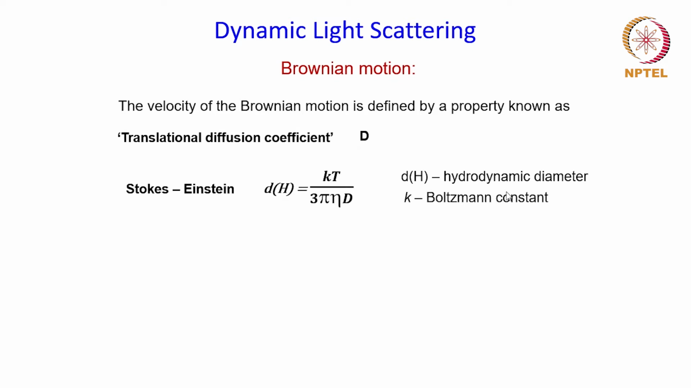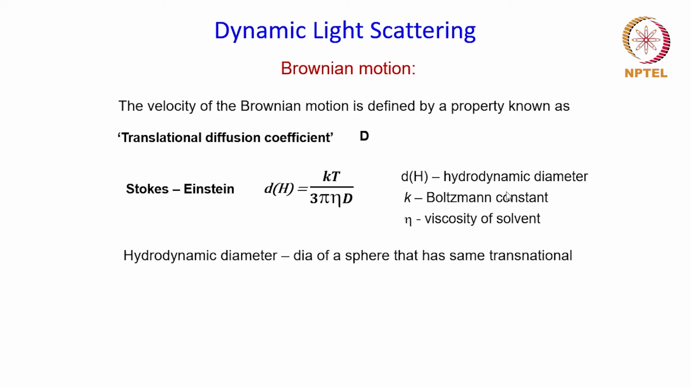k, as you know, is the Boltzmann constant, and eta is the viscosity of the solvent. Now, this hydrodynamic diameter is defined as the diameter of a sphere that diffuses at the same rate as the particle being measured. So that is how the size of the particle in this case is defined.